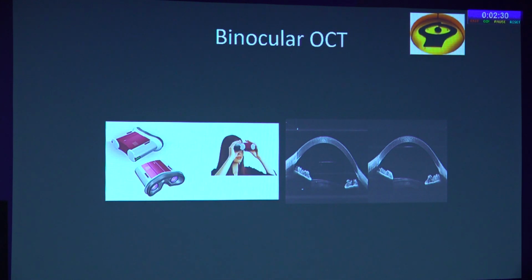This is the binocular OCT. At the same time, the patient can be presented with various image sizes. So simultaneously, the visual acuity can also be tested, and the strabismus or the pupillary responses can also be measured in binocular OCT.